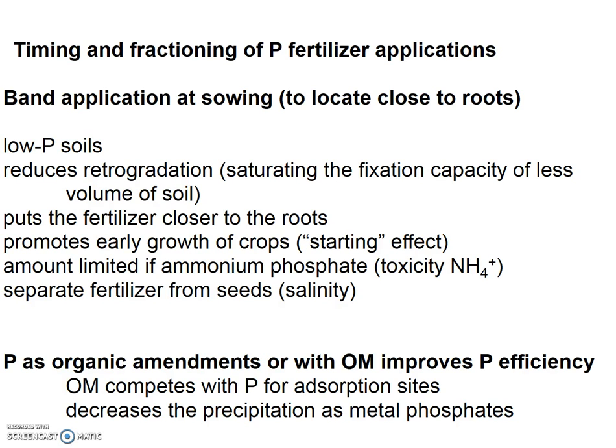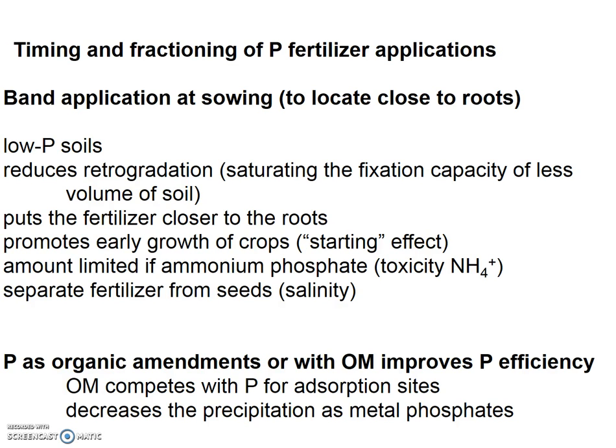The amount to be applied in bands is only limited if we apply ammonium phosphate because of the toxicity of ammonium. If we apply in bands, usually we should never exceed 40 kilograms of nitrogen as ammonium with the fertilizer. We should always apply the fertilizer separate from the seeds, and this is due to the possible effects of increased salinity on the emergence of the crop.